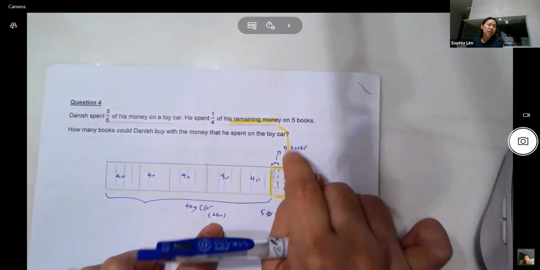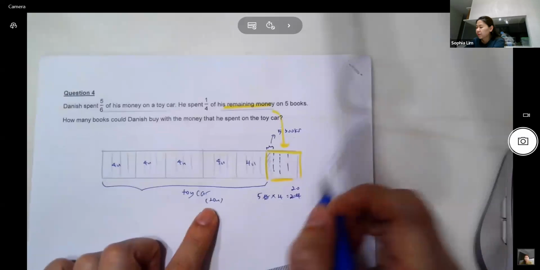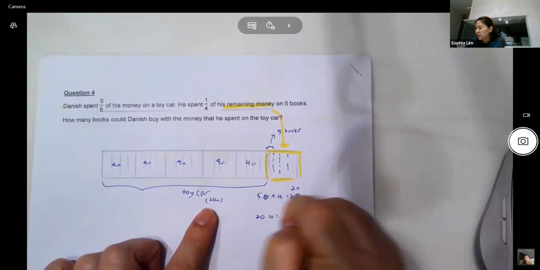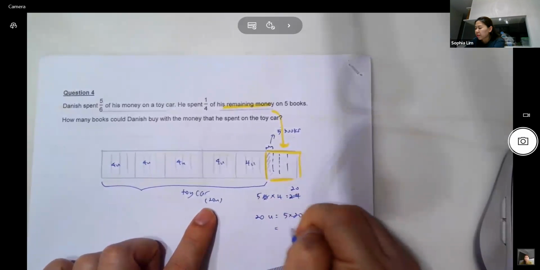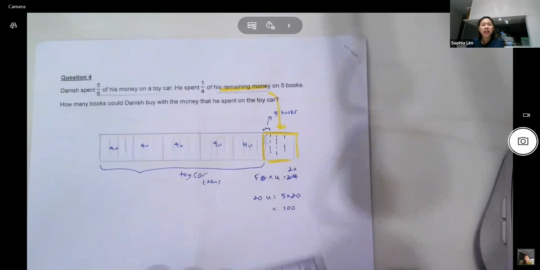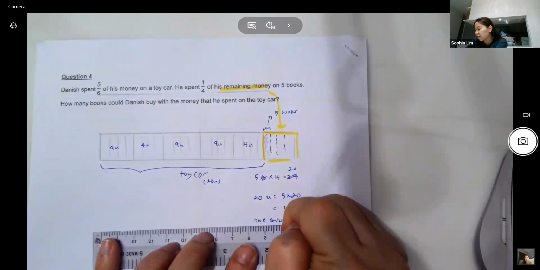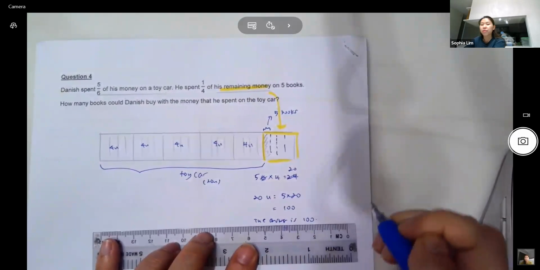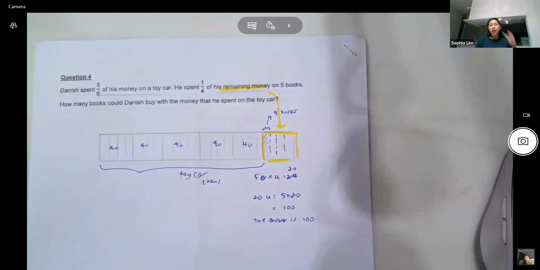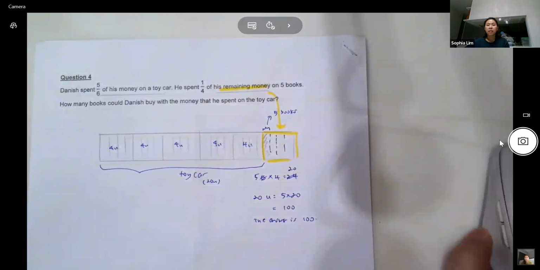If one small unit can buy 5 books, 20 units, you can buy 100 books. And that's the answer already. The answer is 100. Okay, I hope that you take some time to look through your corrections and write down properly the correct correction, especially the model.